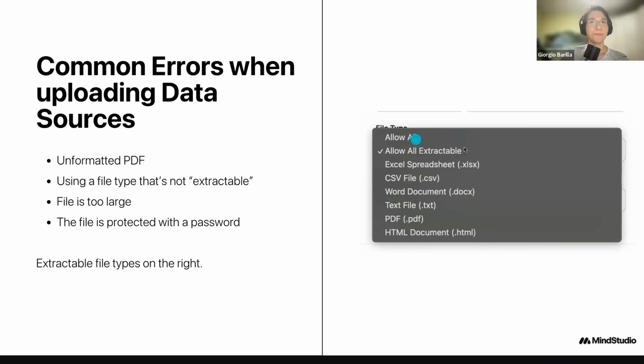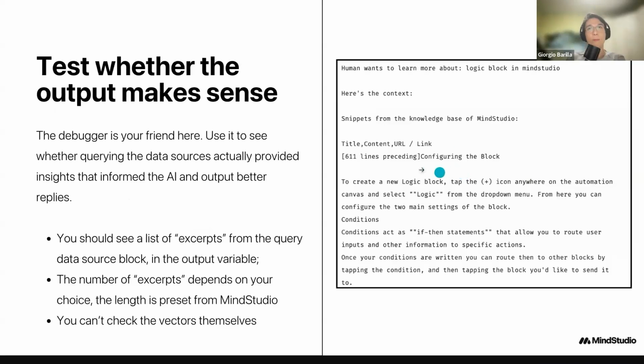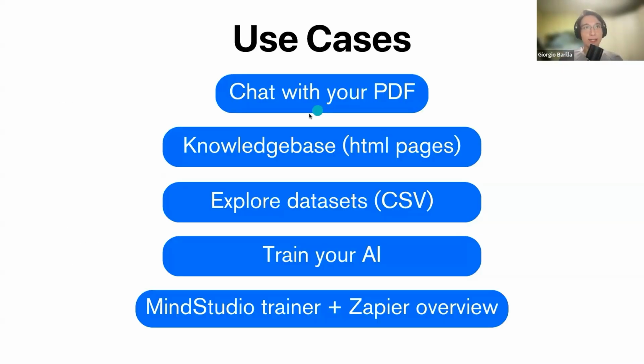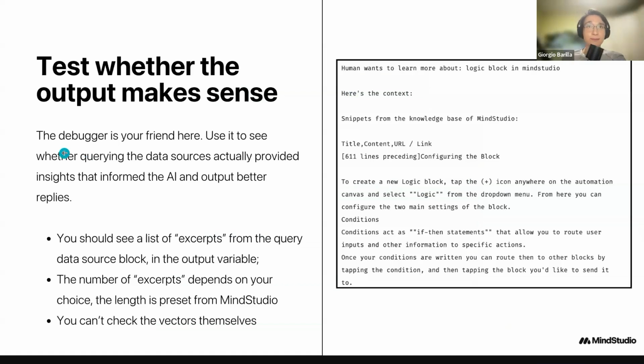Okay, let's move forward. Whenever you use the query data source, you can always see what the output looks like, and you should see if the output makes or doesn't make sense. So you query it, then you go in the debugger, and you check if the debugger contains the information you want to output in the final message.